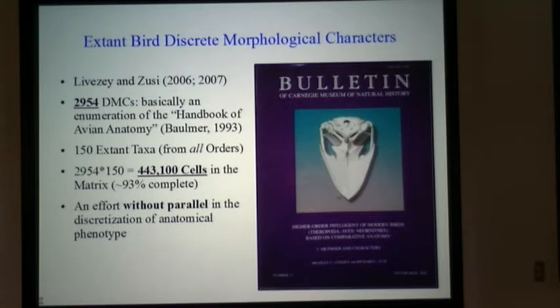So here's our first stab at it. Just using the extant birds, we picked a data matrix. This is Livesey and Zusi, which is almost 3,000 discrete morphological characters by 150 taxa, which is about 500,000 data entries that mostly Brad Livesey did on his own at Carnegie. 500,000 hand-entered data cells for all these things. And this is by far the most complete, the most exhaustive anatomical matrix out there.